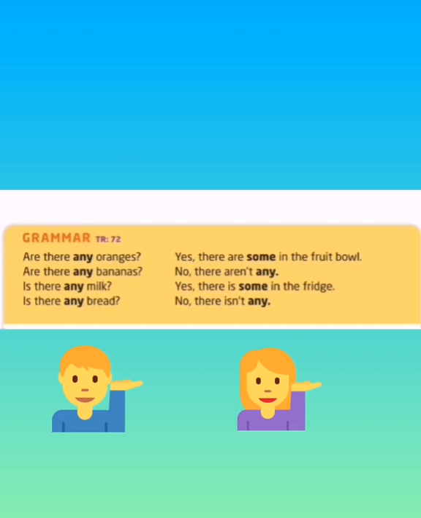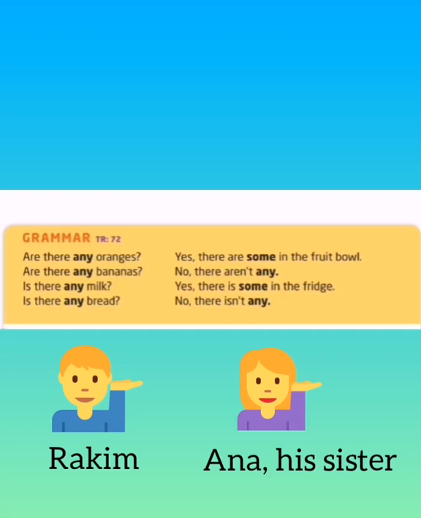Okay, so in this grammar we have Rakim and his sister. Rakim wants to know if they have all the things that he needs to make a dessert. Rakim starts asking his sister and says, number 1, are there any oranges? And his sister says, yes, there are some in the fruit bowl. Number 2, Rakim asks again, are there any bananas? And his sister says, no, there aren't any.